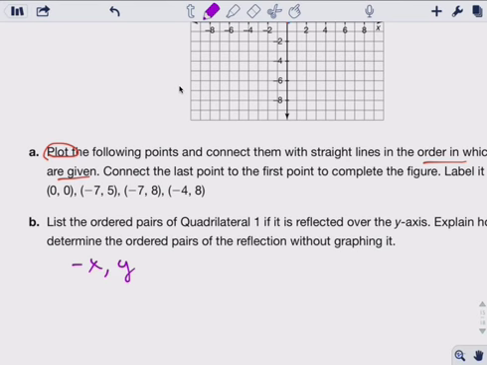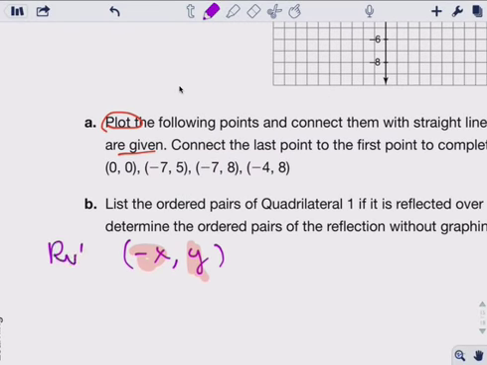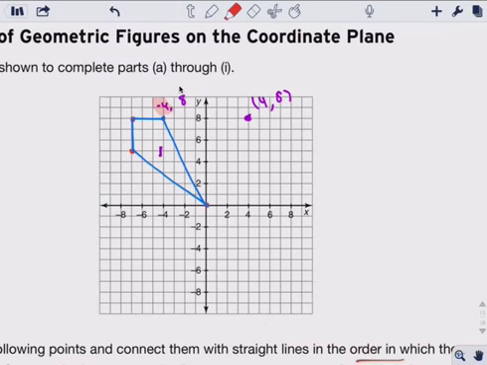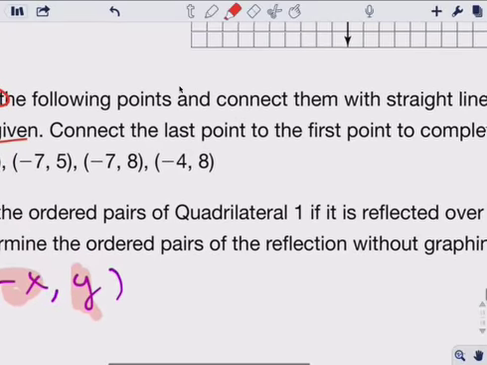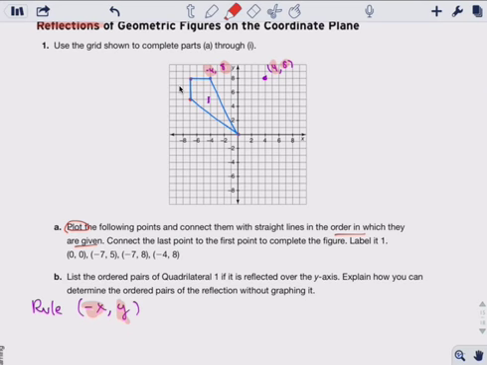You do nothing to y. Notice the y has no change, and the x has a negative. That's saying x is to the negative. That's the rule. Okay, this is the rule or the pattern for this, that the x becomes its opposite and the y stays the same. So when you write it algebraically, it looks like this is the rule. Okay? So list the ordered pair, explain how. Okay, well, they didn't want us to graph it, but I'm just explaining to you.